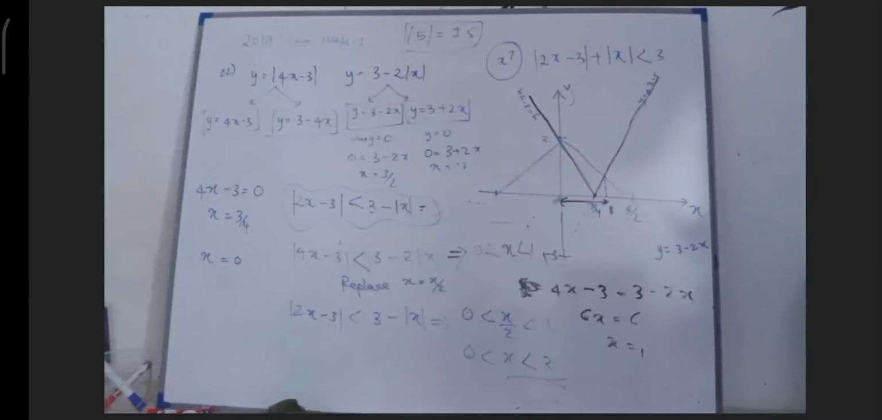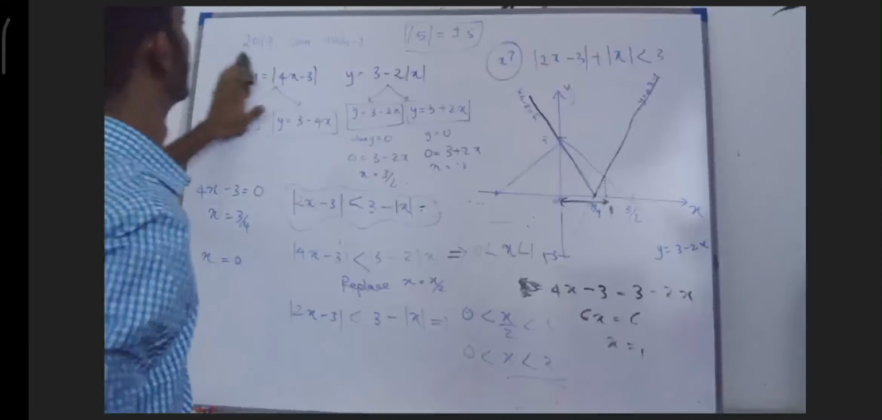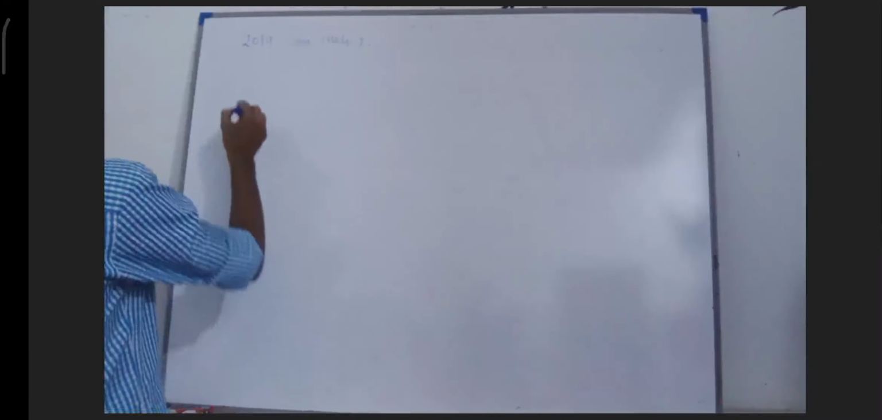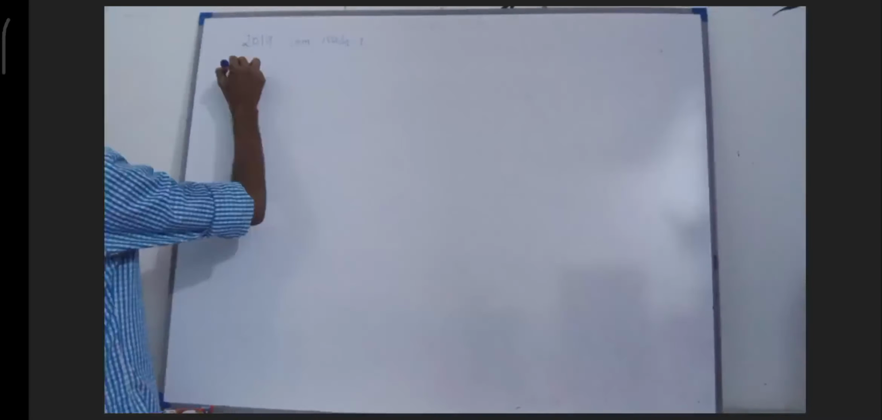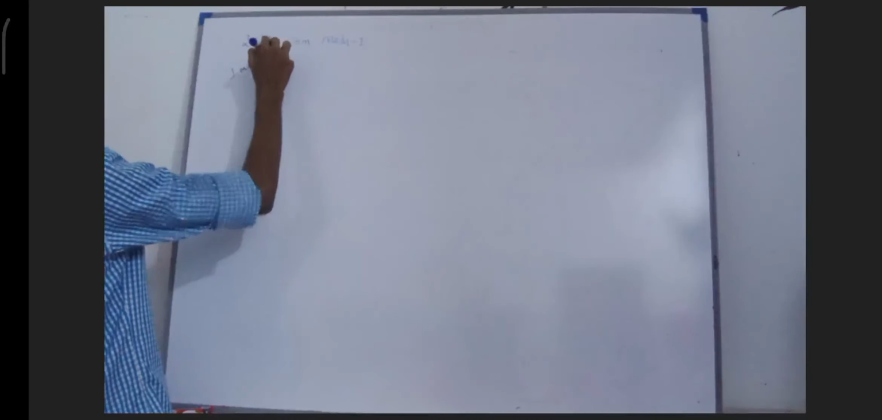Let me move to the third question. So the third question is basically coming from complex numbers. It says, sketch in an Argand diagram. To represent complex numbers we use an Argand diagram. So we will have imaginary and real.